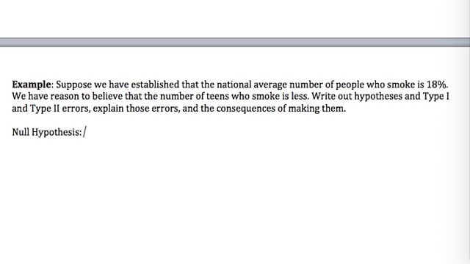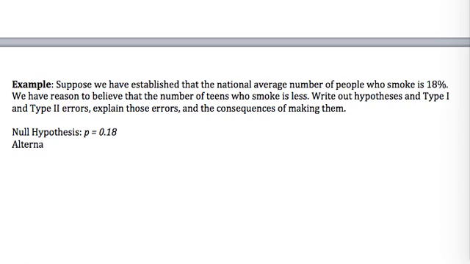Help me out. This is a parameter one, right? We got 18%. Is 18% p hat or p? It's p. Why? Because that's our baseline. That's what we think the actual value is. Okay?